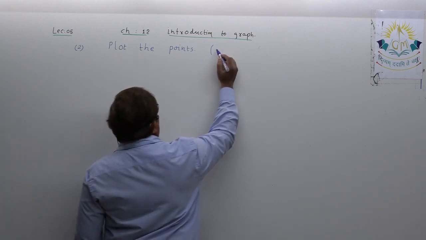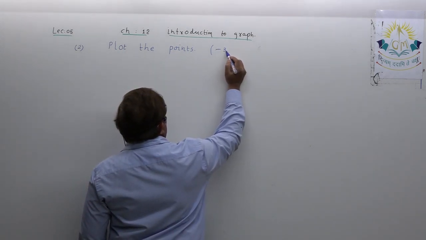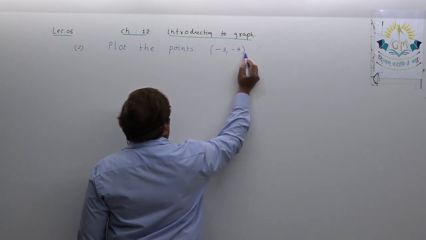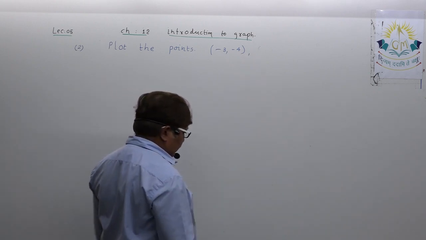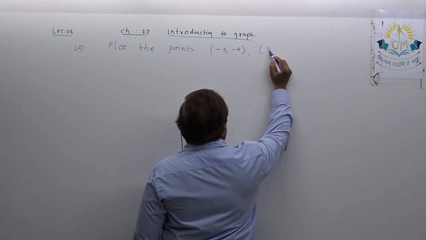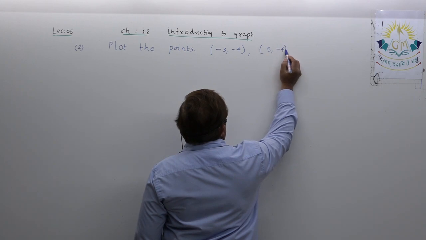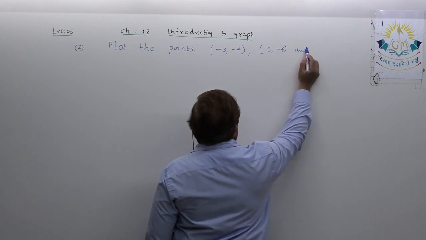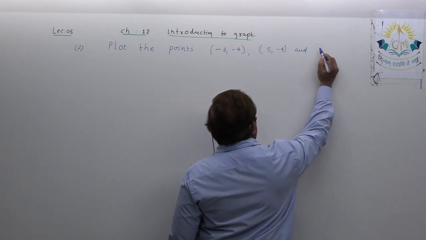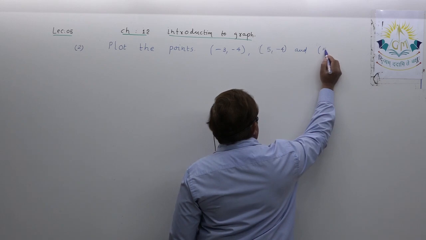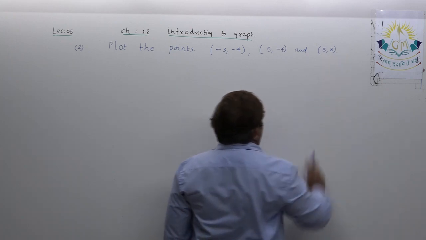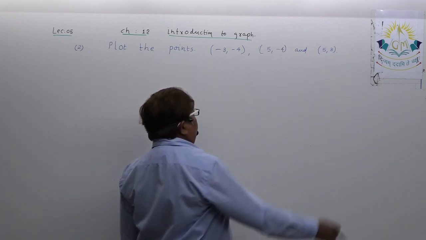Point (-3, -4). Then second point, (5, -4), and (5, 3). 3 points you have to locate on the graph paper.